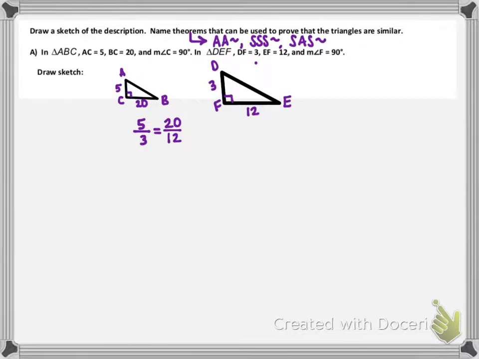So 5 over 3, I can't simplify at all. So it's going to stay 5 over 3. 20 over 12, the biggest thing that goes into both of them is 4. So I'll divide those both by 4, and I'll end up with 5 over 3. So, since those ratios are the same, that means that my sides are proportional. So I have 2 sets of sides proportional with the angle in between congruent. So that's going to be side angle side similarity.